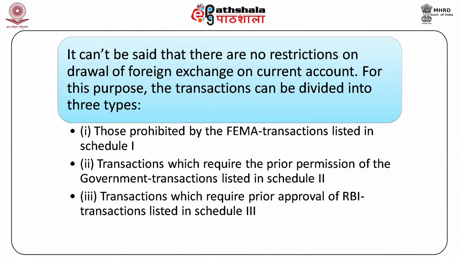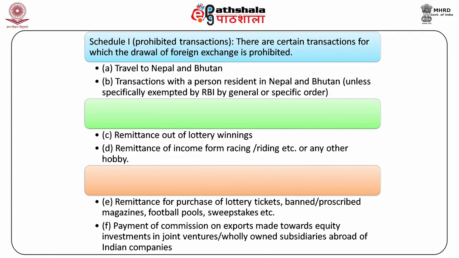For this purpose, the transactions can be divided into three types. First, those prohibited by the FEMA, transactions listed in Schedule 1st. Second, transactions which require the prior permission of the government, transactions listed in Schedule 2nd. Third, transactions which require prior approval of RBI, transactions listed in Schedule 3rd.